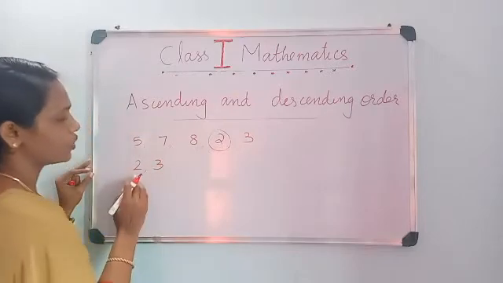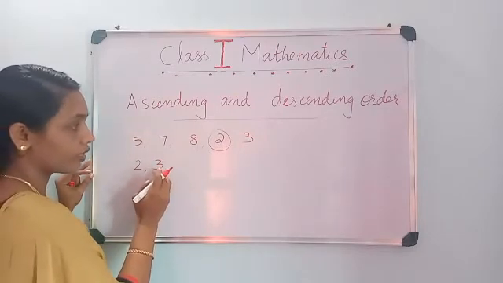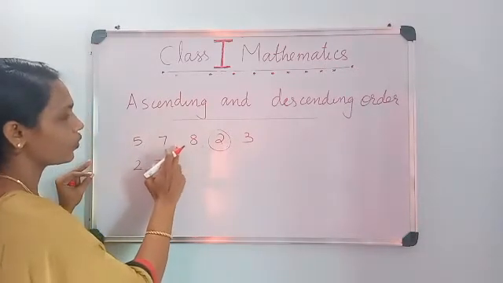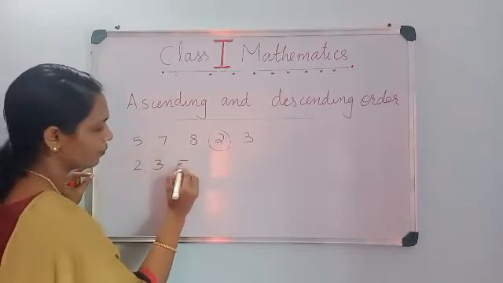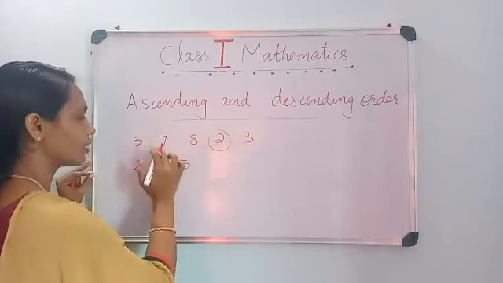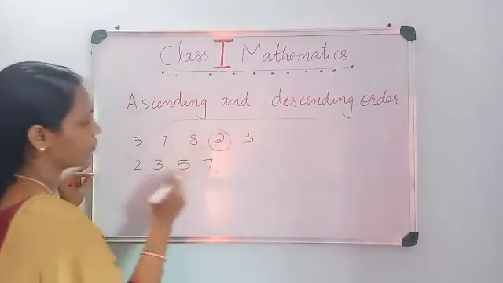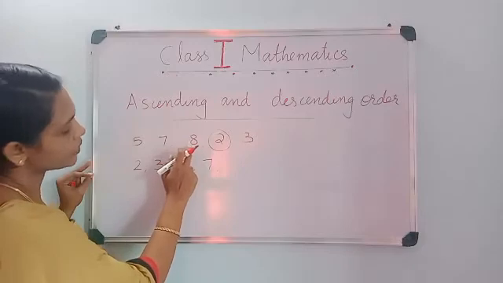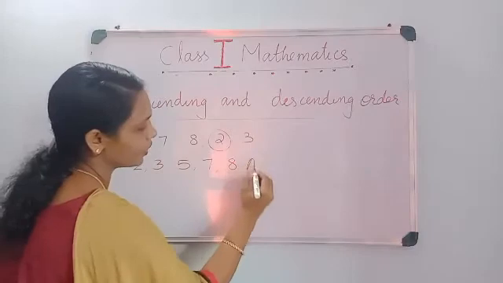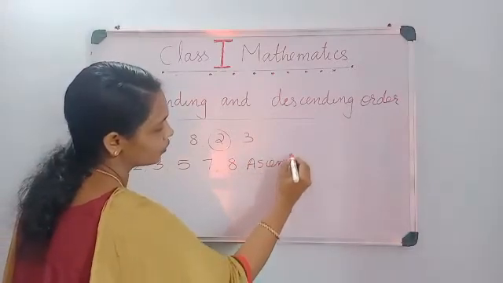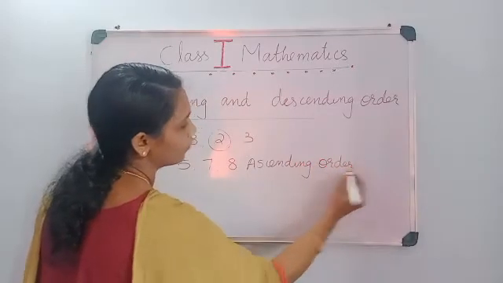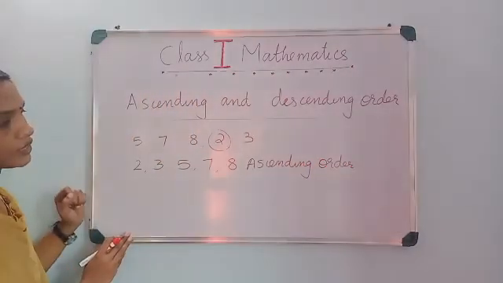2, 3. Then increasing order of forward counting. 2, 3. Then next, 4 is not here. Then 5. The next, 6, is not here in the group. Then next one 7. Then the last number, that is the greatest one in this group, that is 8. This is called ascending order. Smallest to greatest, or forward counting, or increasing order.